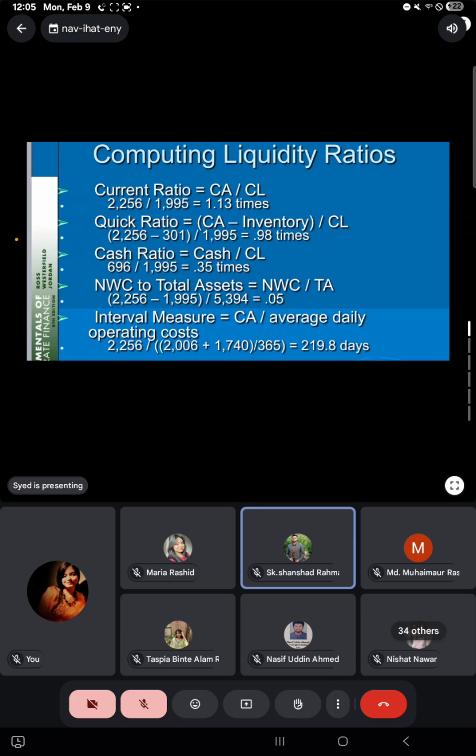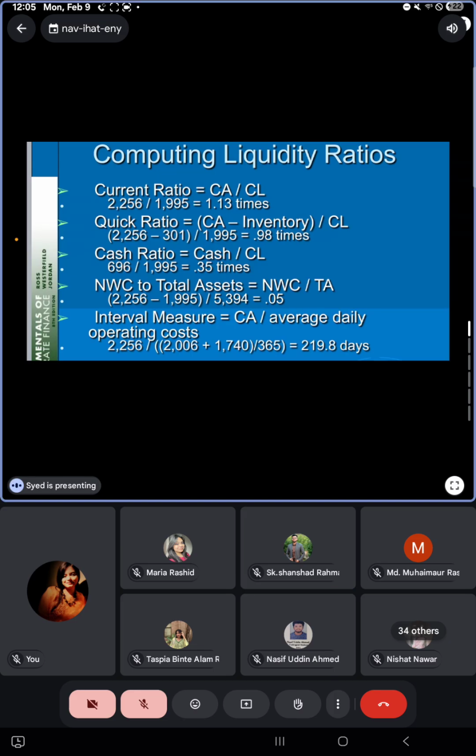You are doing bad, as in your liquidity position is weak compared to the other company's liquidity position with respect to the current ratio. Because the higher the value the better, but your current ratio is 1.13, whereas the other firm's current ratio is 1.4. So you are doing bad compared to the other firm, or your financial position or the short-term solvency position is weak compared to the other company's short-term solvency position. Okay, so this is how we will write the cross sectional analysis.